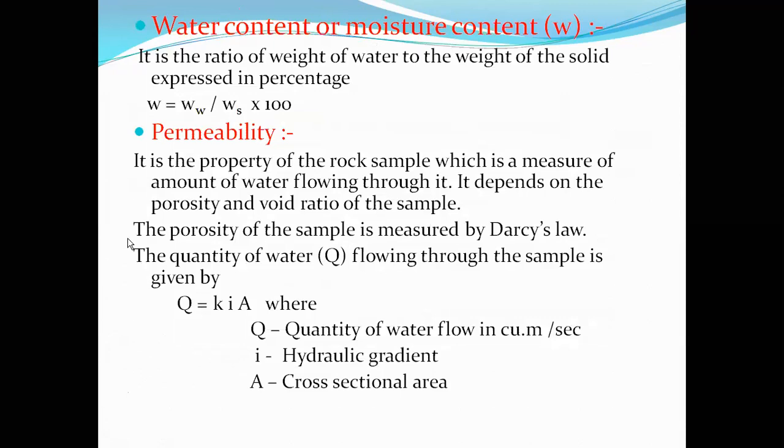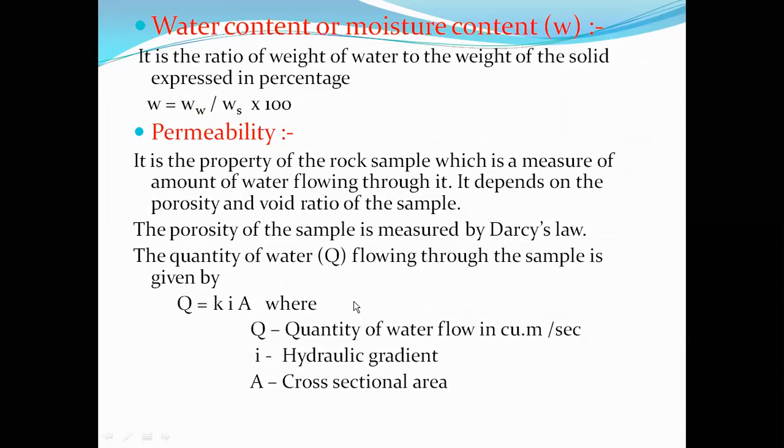Next, let us discuss what permeability is. It is a property of a rock sample, which is a measure of the amount of water flowing through it. How much water is flowing through that? It depends on the porosity and void ratio of the sample. How freely does water flow? If there is a water table, how exactly will the water flow through that particular rock sample?